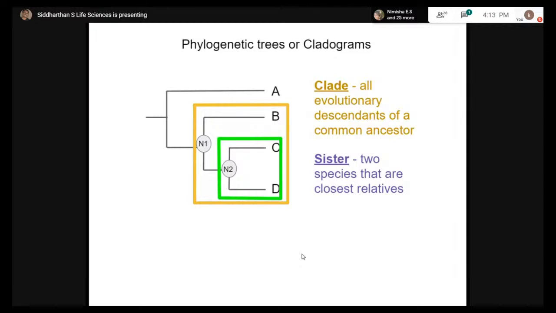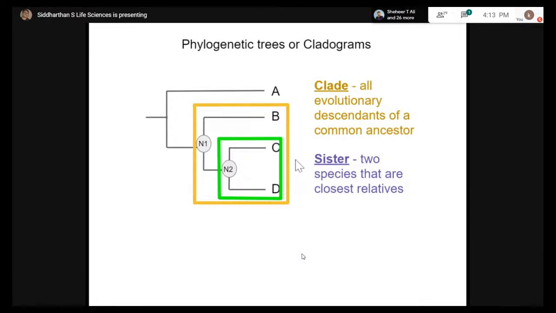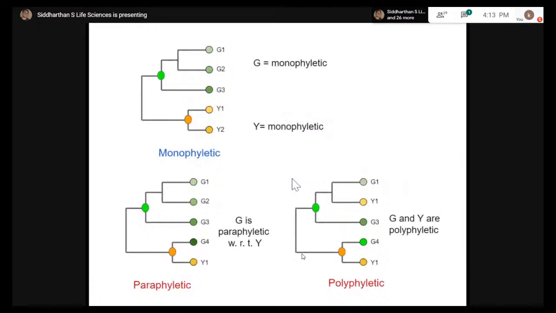That means within a clade, if there is a speciation event or the evolution of two new species, together they are called a clade. And the most closely related clades are called sister clades, whereas the distant ones are called distantly related clades. So now I'll introduce an important concept, which is the monophyletic concept.